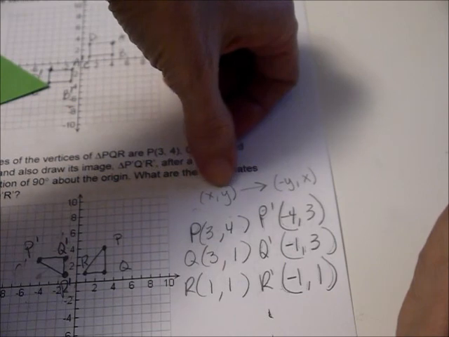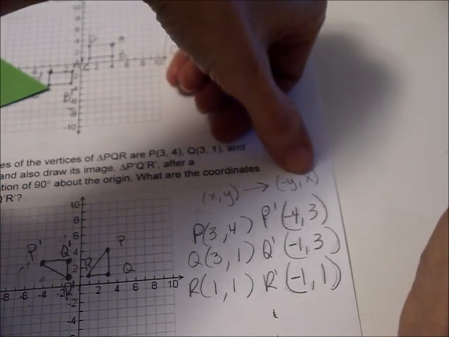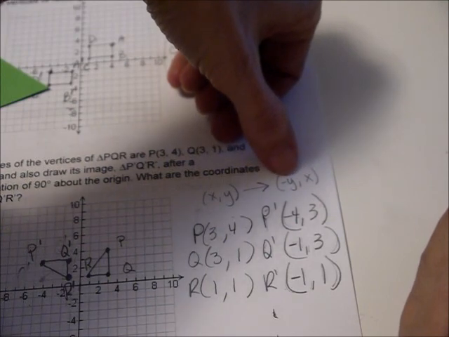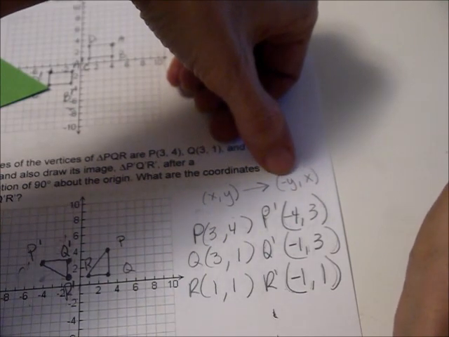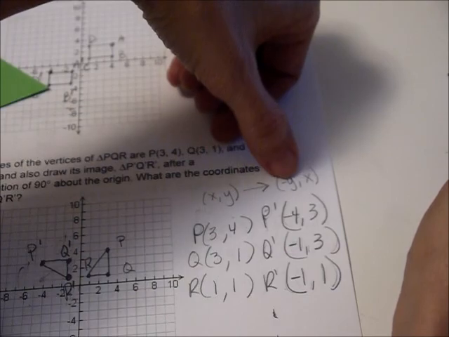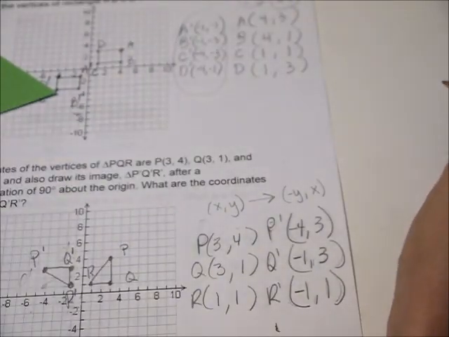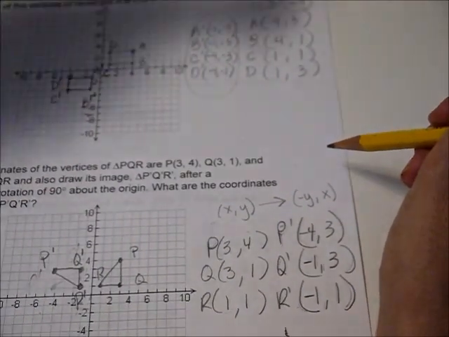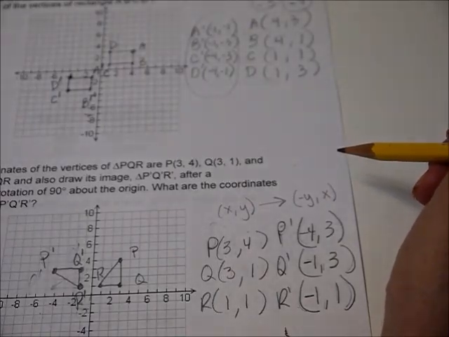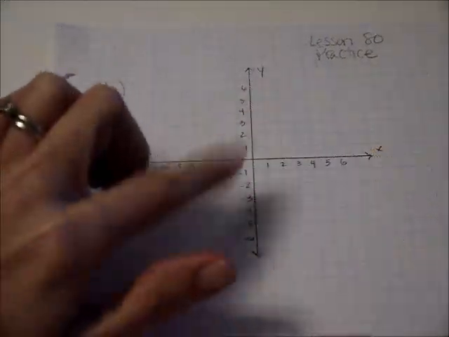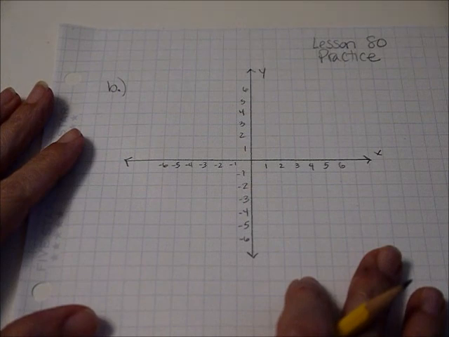You did have these points, this was the pre-image, here is the image. The x and y switched places and the y became its opposite. So if it was negative, it's now positive. If it's positive, it's now negative. And that's what happens on a 90-degree rotation counterclockwise. Now for lesson 80 practice, you're going to do it on the graph paper I gave you.